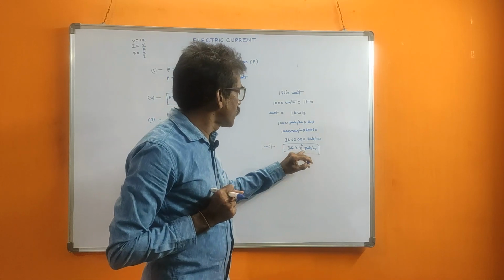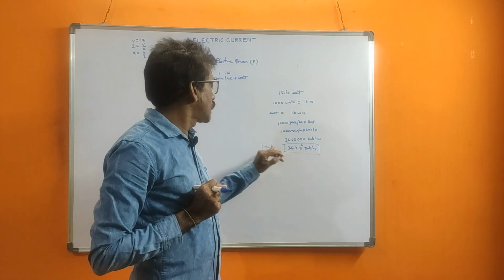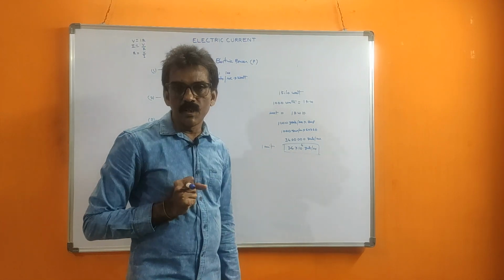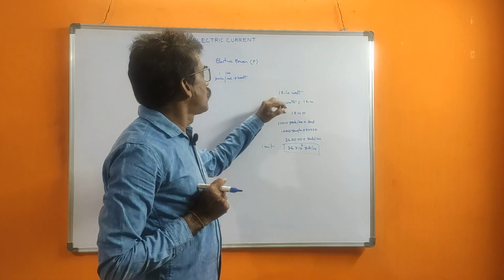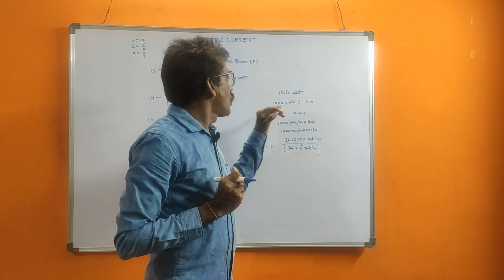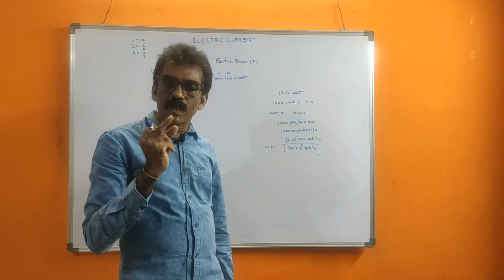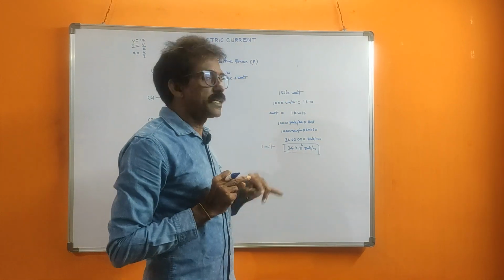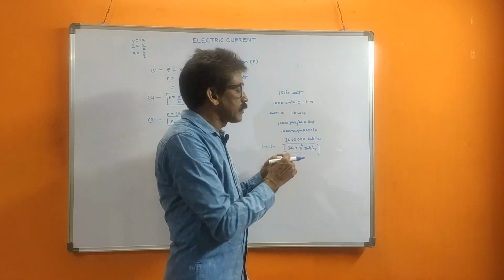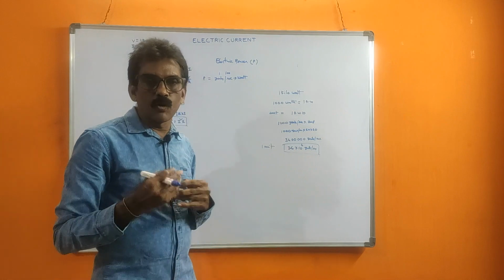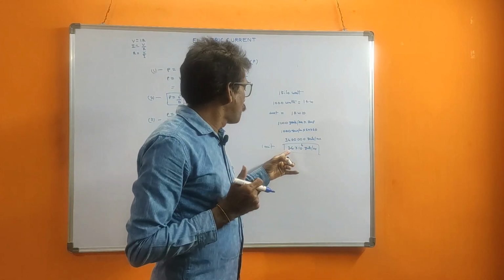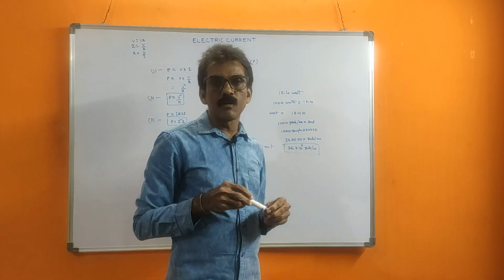3.6 into 10 to the power of 6 joules, that much energy is equal to 1 unit. Depending upon that, the bill will be passed. 1 kilowatt is 1000 watts. 1 kilowatt hour is equal to 1 electrical unit. If you want it in joules, the conversion questions will be asked: 1 unit is equal to 3.6 into 10 to the power of 6 joules.